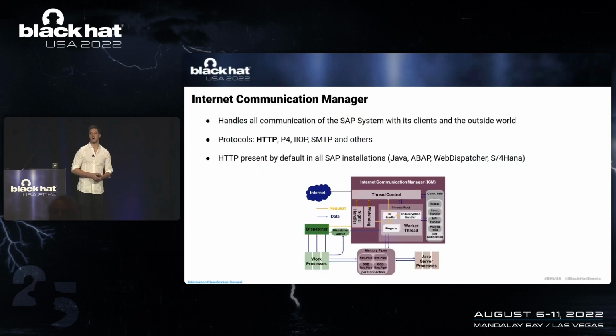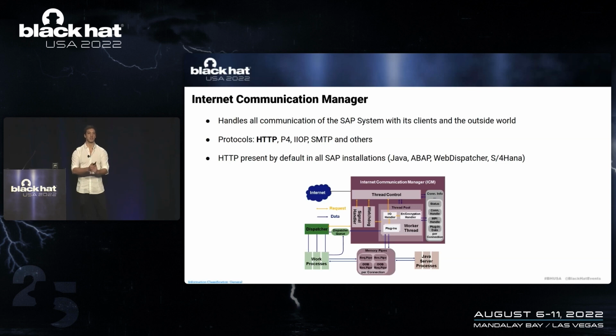Now, the Internet Communication Manager, or ICM, is used to handle all the communication between the SAP system and the outside world, like clients, for example customers or employees, but also other SAP systems and other systems that can consume these services. To communicate with clients, there are different protocols that the ICM can handle, like P4, which is a proprietary protocol like RMI from Java, IIOP, SMTP, and the most important one and the main purpose of the ICM, which is to handle HTTP and HTTPS.